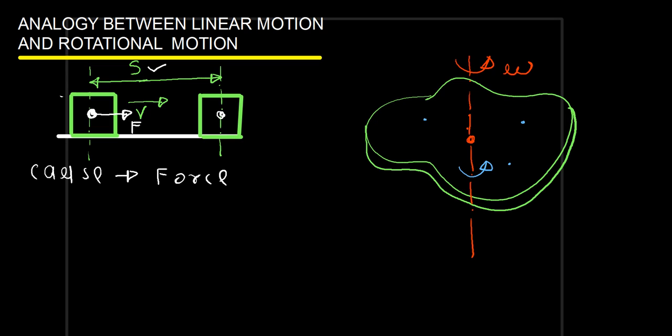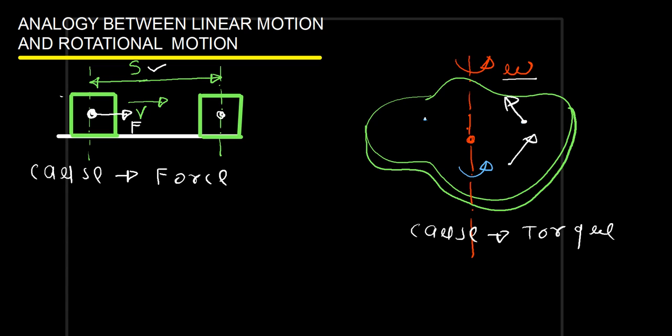So similarly, who causes this type of rotational motion? Here the particle doesn't change its orientation. They're moving with such velocity and with the same angular velocity omega. So here the cause is a torque. So the cause of linear motion is a force and the cause behind rotational motion is a torque.